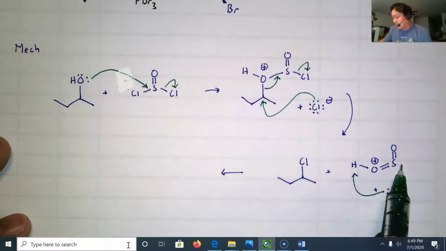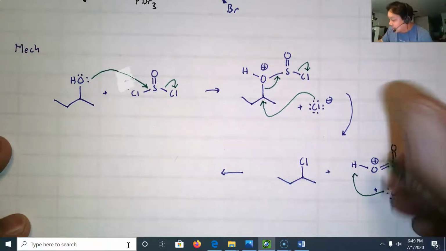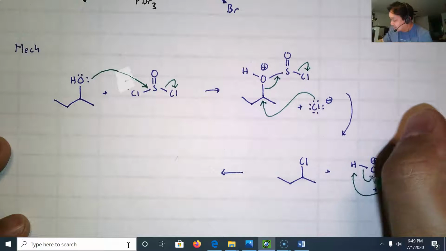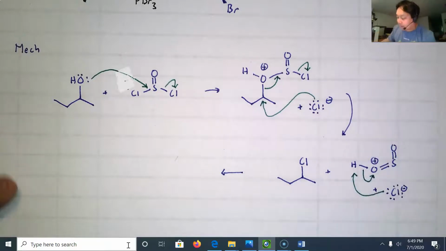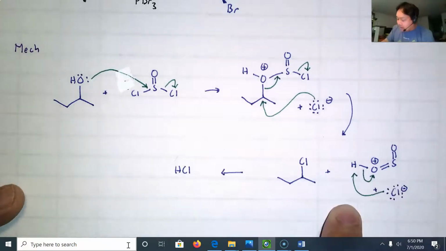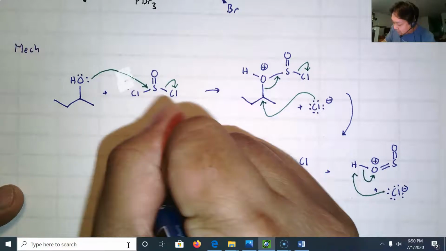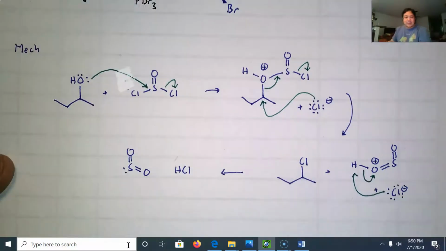Because we have a lone pair for this sulfur. 1, 2, 3, 4, 5, 6, and it's neutral. Okay. So let me just finish this. Look what we get. We get HCl for sure, and we also get sulfur dioxide. Right? Sulfur dioxide. That's a gas.